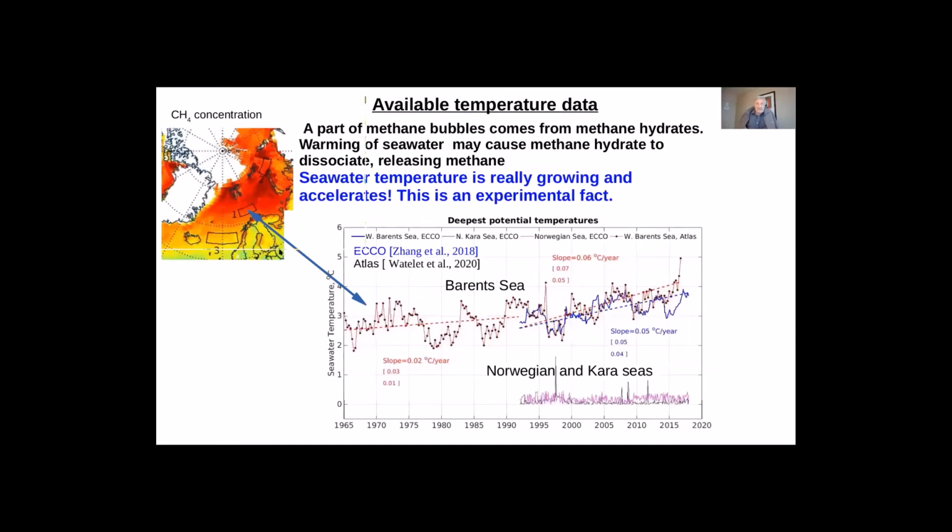Temperature data are available for this box. It is the western side of the Barents Sea. The trend in deep potential temperature, so near bottom layers of the Barents Sea, is very significant using different sources of information, and it is a 1 degree change during the last 20 years.